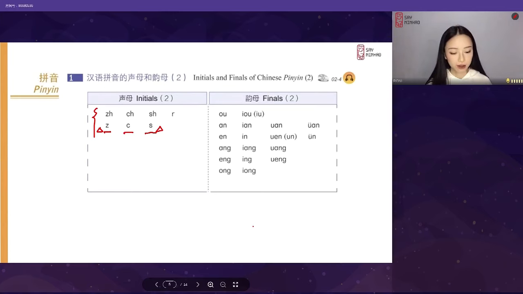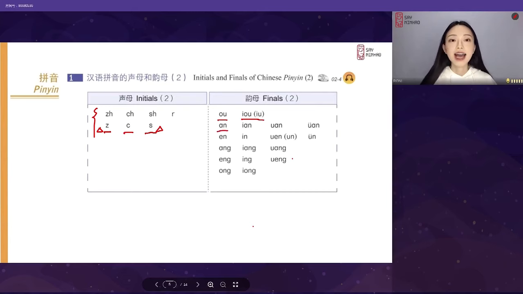Now, let's move on to finals. You can see there are many finals here. First one is o. Read after me, please. O sounds like the English letter O. Next one is yo. Try to pronounce e first and then try to put o after it, and try to read them quicker and quicker. You can get a yo. So first, look at me. E, o, e, o, yo, yo, yo. Right? You get a yo. Read after me, please. Yo. Very good.